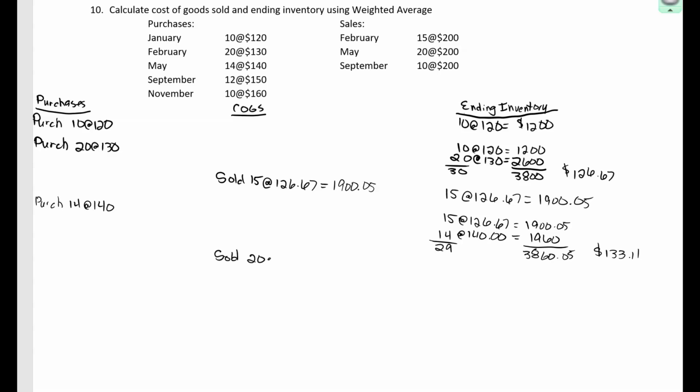Then we sold 20 at the 133.11. If we sold 20, we had 29, we only have 9 left. And that 9 that we have left is at the 133.11. Gives us a total of $1,197.99.